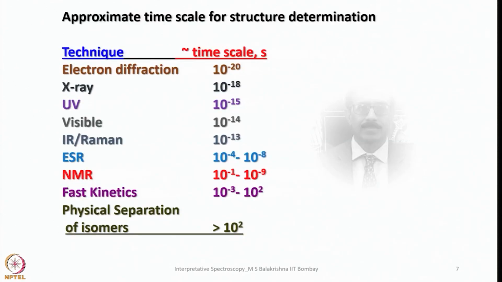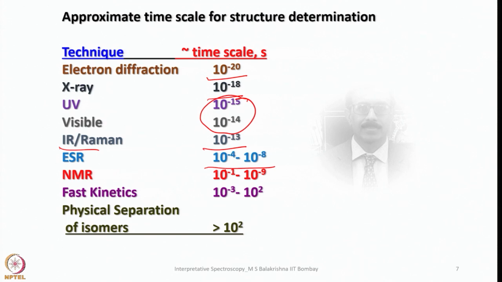Before we go further, let us again look into the approximate time scale for structure determination with various techniques. As I had mentioned earlier, electron diffraction goes up to 10 raised to minus 20, and X-ray up to 10 raised to minus 18. UV and visible come in this range, 10 raised to minus 15 to 10 raised to minus 14, and of course later when I take up IR, it would be around 10 raised to minus 13, and ESR is 10 raised to minus 4 to 10 raised to minus 8.